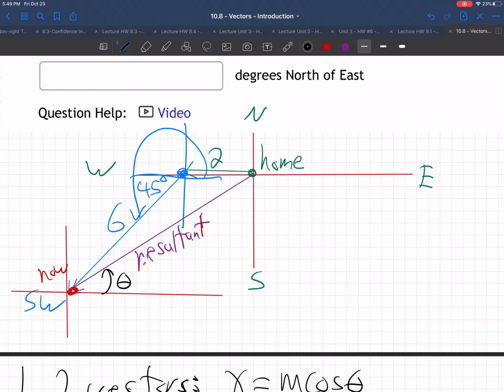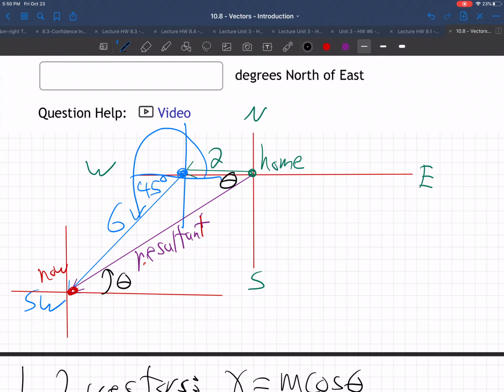Got to find that angle. How am I going to find that angle? Well, what I could do is find this angle right here. You see that? I could just find that angle right there, and I could do inverse tangent. No, I'm sorry. This is not a right triangle. What in the world am I thinking? We can't do that. We cannot do that at all.